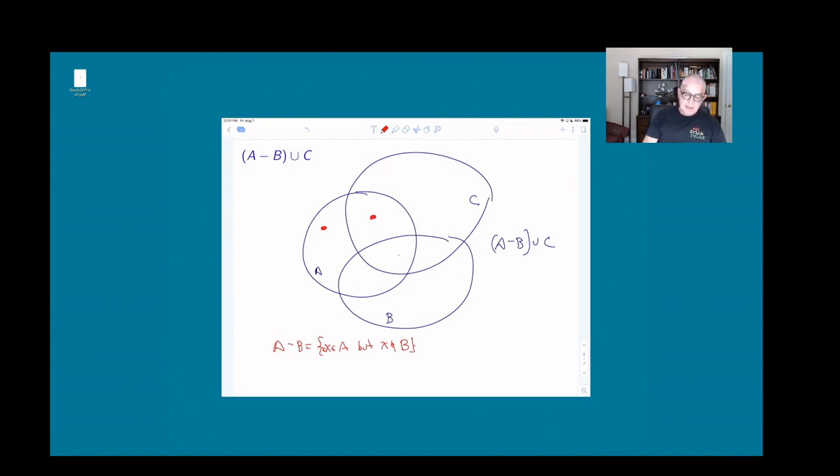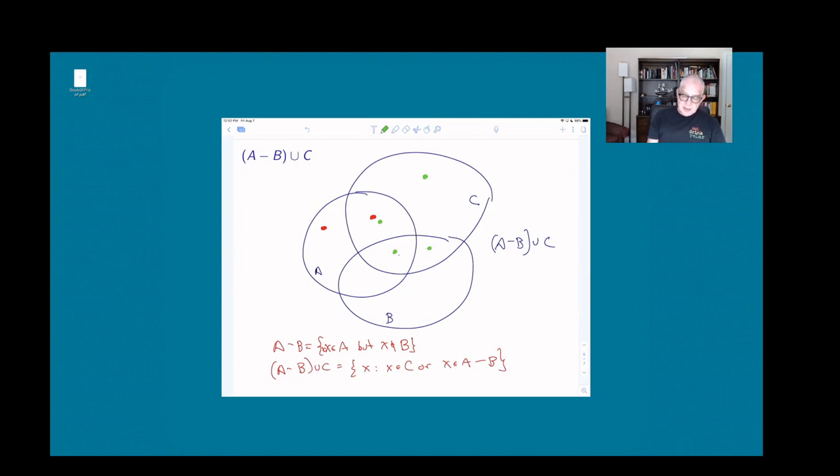And now if you want to take the union of that with C, you have to include anything which is in C as well. So either X is in C or X is in A minus B. Well, let's use a different color for X being in C. We'll use green. So this is in C, and this is in C, and this is in C, and this is in C.